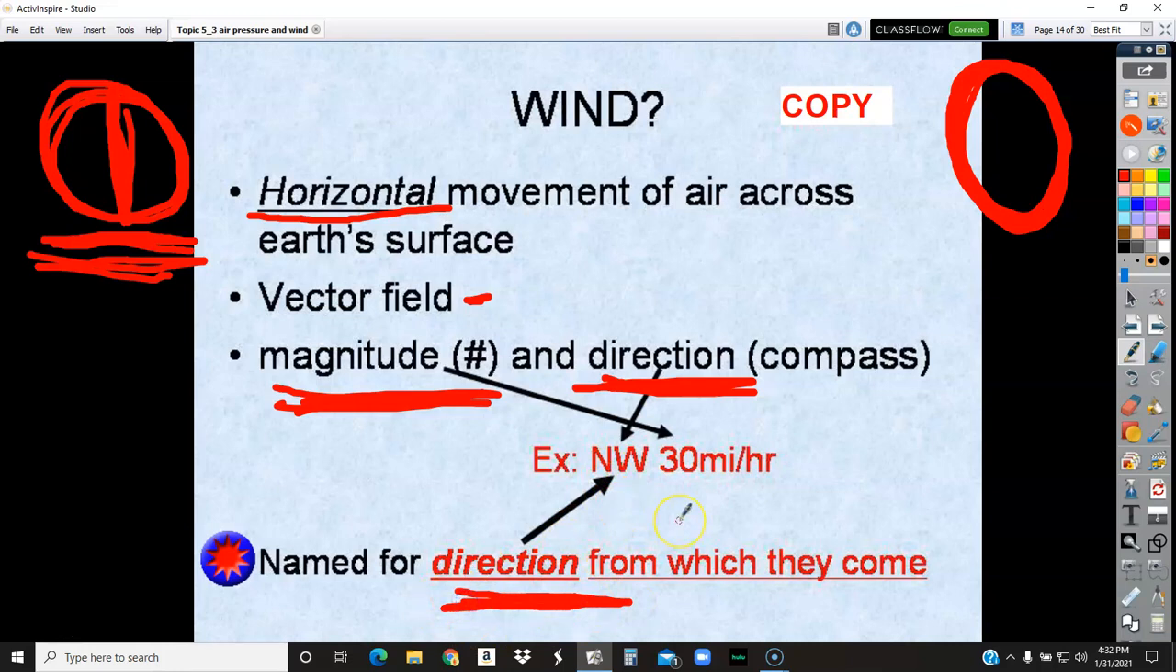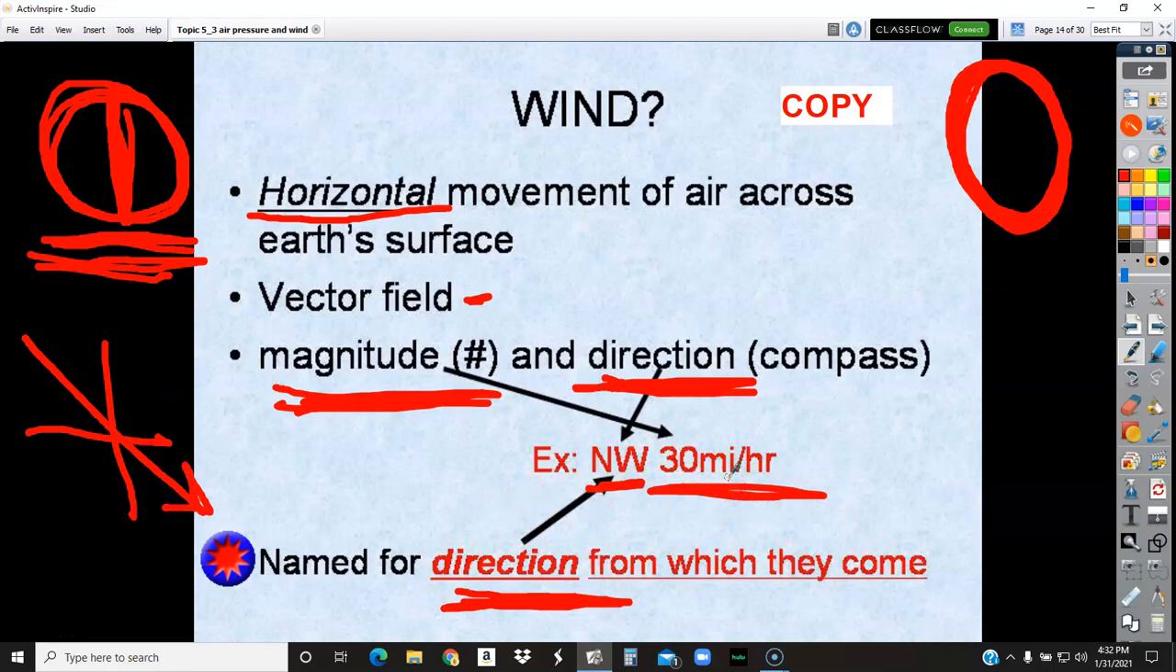So if you're watching the weather channel or listening to the weather, reading the weather, and they say today it's going to be a cold day, we have northwest winds at 30 miles an hour, that is telling me that the wind is coming from the northwest. So if you've got your compass rose, northwest is up here, right? It's coming from the northwest, blowing toward the southeast, and pretty fast at 30 miles an hour.